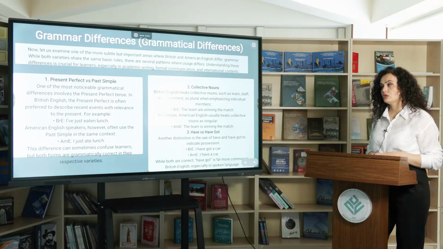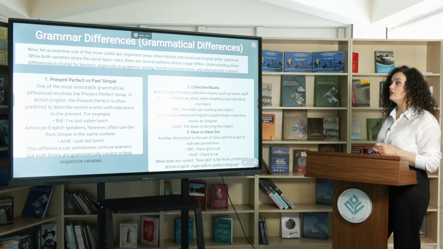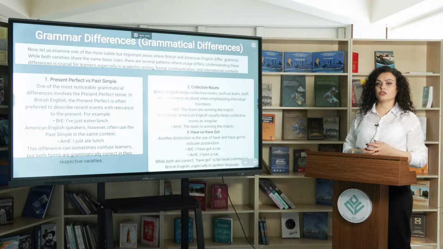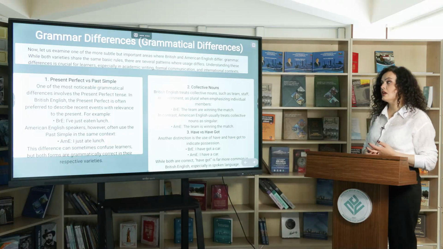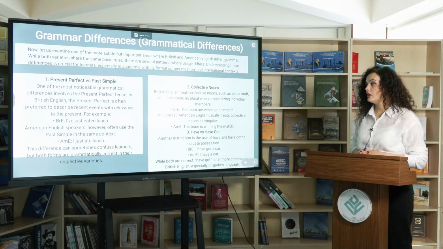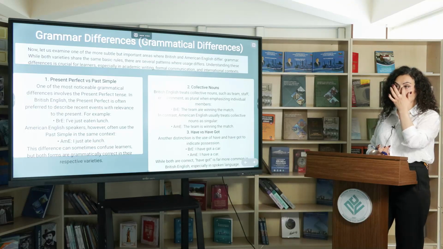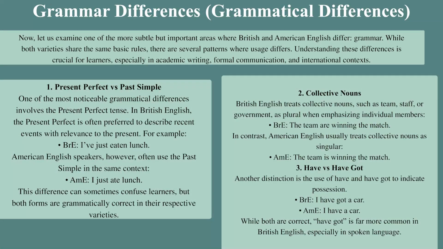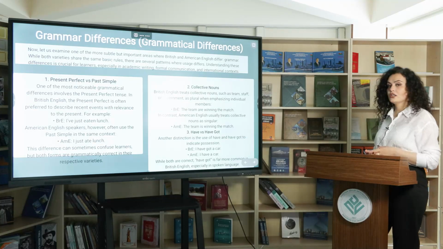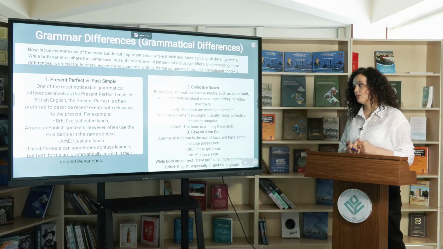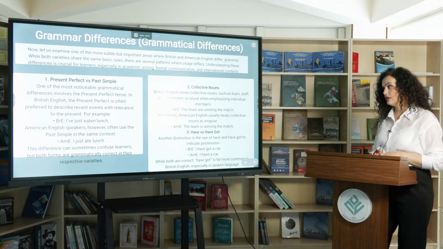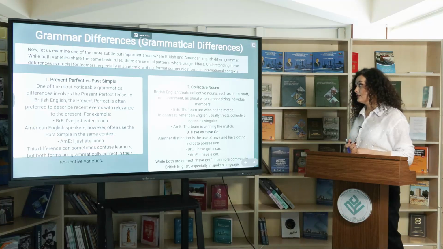One of the most noticeable grammatical differences involves the present perfect tense. In British English, the present perfect tense is often preferred to describe recent events with relevance to the present. For example, in British English, they say, I have just eaten lunch, but in American English, speakers often use the past simple in the same context. They say, I just ate lunch. These differences can sometimes confuse learners, but both forms are grammatically correct in their respective varieties.